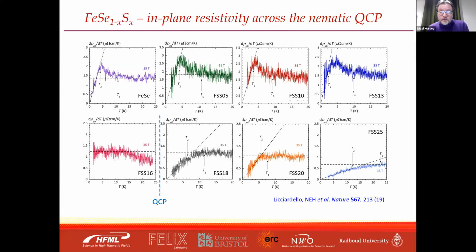And so we did this systematically, and you can see this crossover here. I show the derivative. So where you have a linear derivative here shows the T squared behavior, crossing over to a T linear or flat derivative at high temperatures, and close to the quantum critical point, you get this linear behavior down to around about 1.5.